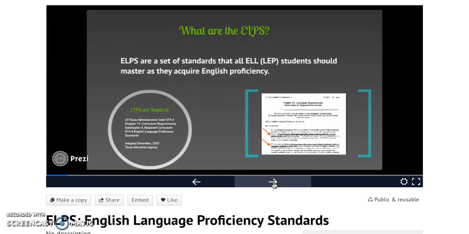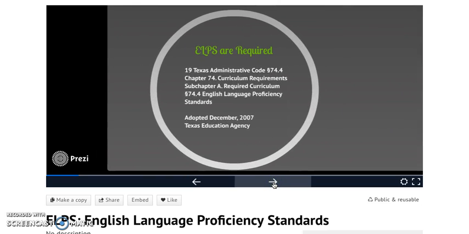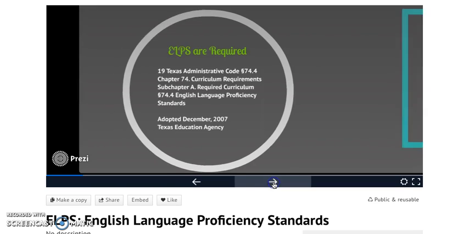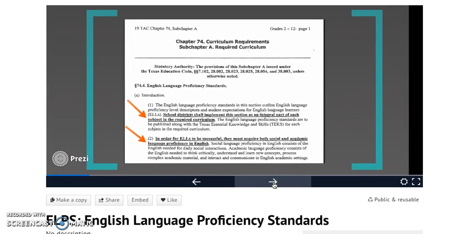So what are the ELPS? They're a set of standards that all ELL, or English language learning students, should master as they acquire English proficiency. The ELPS are a requirement in the state of Texas under our TEKS, or our objectives. Here's an example of what you'll find if you look up the ELPS on the TEA website.